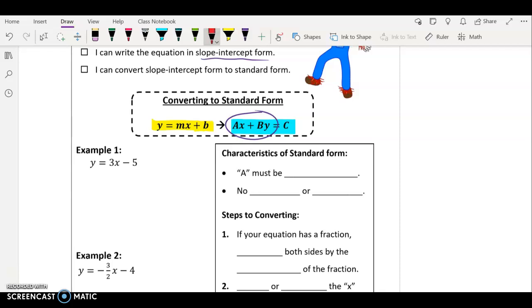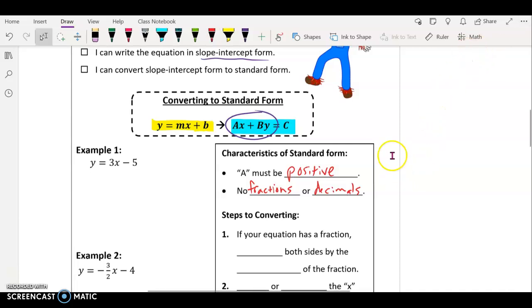A few other important things to notice, that the a value, that value right in the front of the x, must be positive. Also in standard form, I don't know if you've ever noticed these, but they never have any fractions or decimals. They're always whole numbers. Okay, so keep that in mind when we're actually doing our converting.